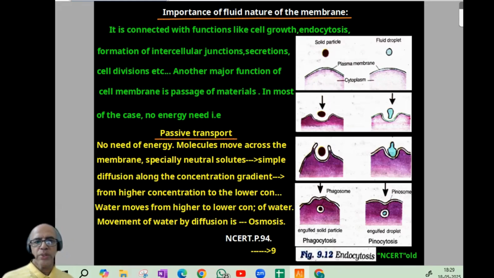Molecules move across the membrane, especially neutral solutes. The procedure is simple diffusion along the concentration gradient, from higher concentration to lower concentration. Water moves from higher to lower concentration of water. Concentration here means purity, from more pure water to less pure water. Movement of water by diffusion is called osmosis. NCERT page number 94. I think the idea is clear. We can proceed to the next page.